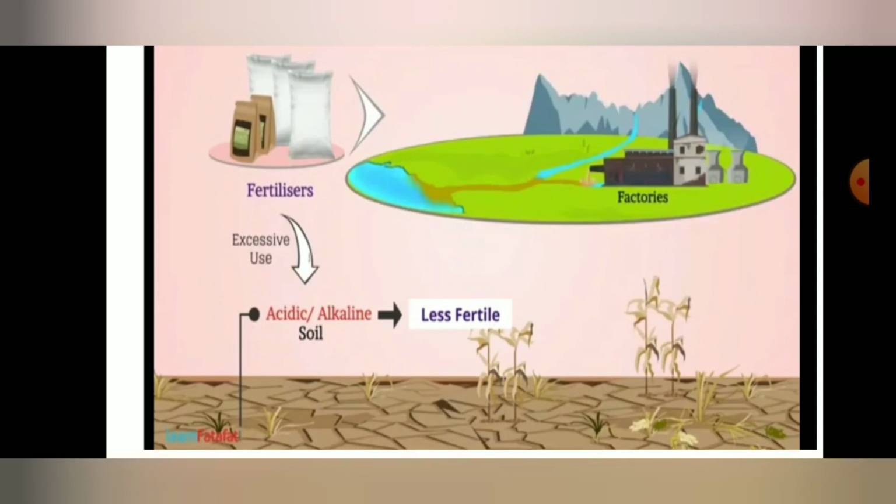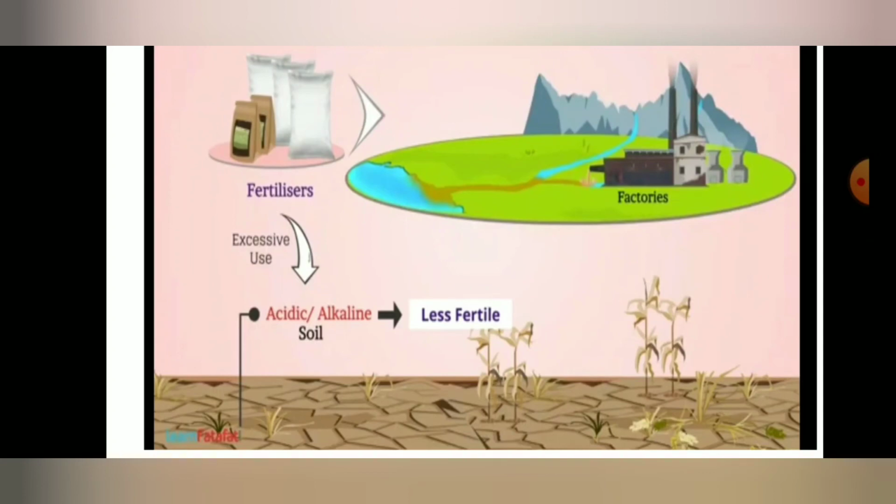And one more disadvantage is, in this picture you can see factory waste running out through the fields. Okay, so what happens? Through the fields it is again added to the water. So if that water is used, then it is also very harmful. So among adding manures and fertilizers, adding the manures is very helpful for the farmers, and it is also helpful for maintaining the fertility of the soil.